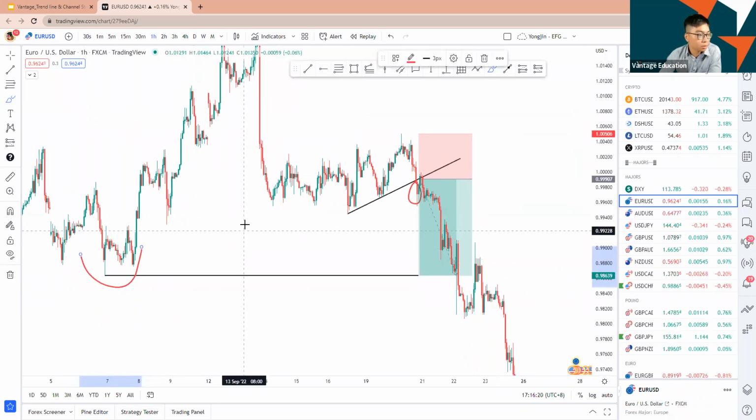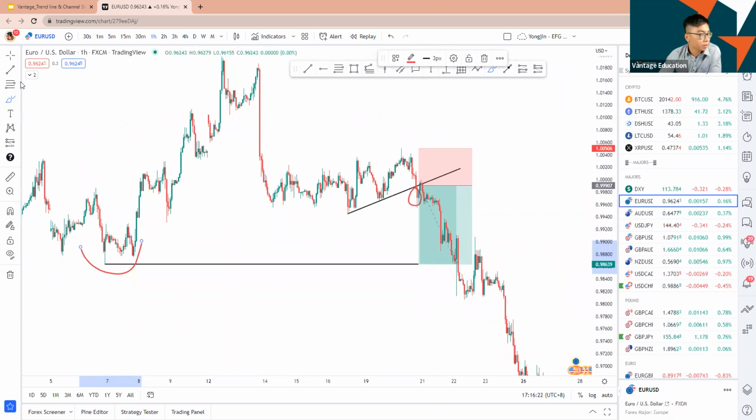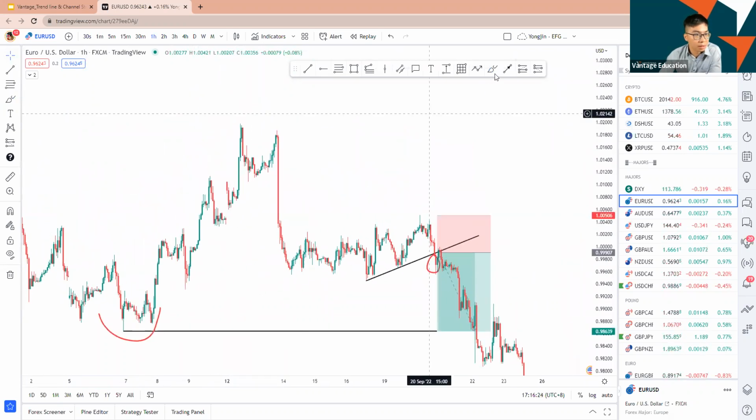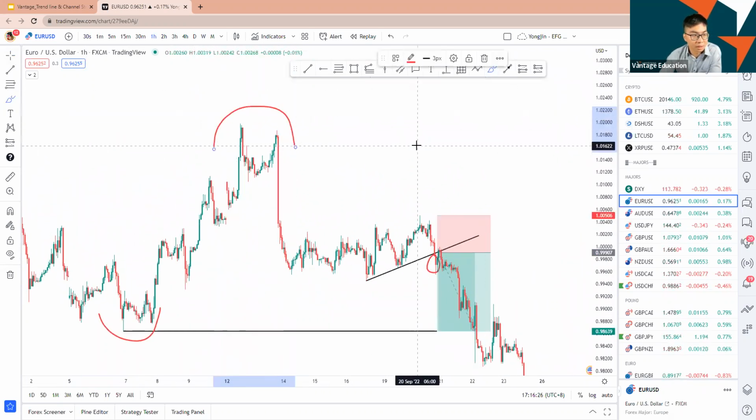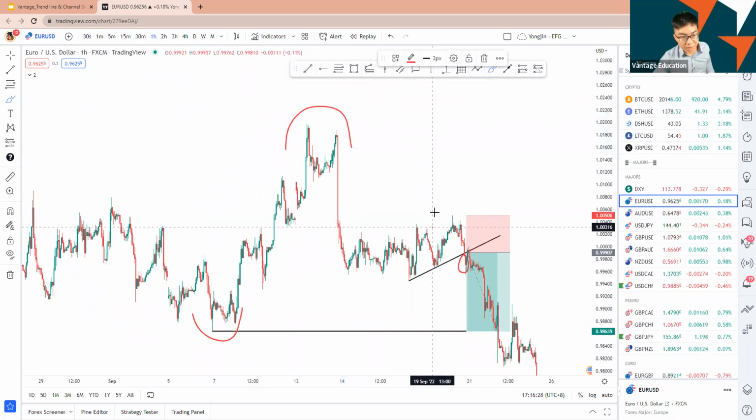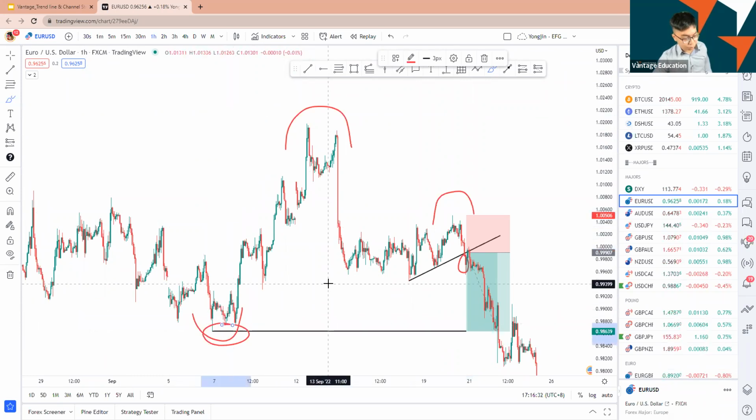This is a swing low, and this is a swing high. This is a minor swing high, so we actually cleared the swing low.